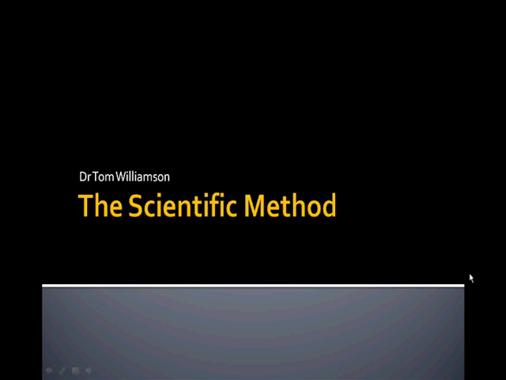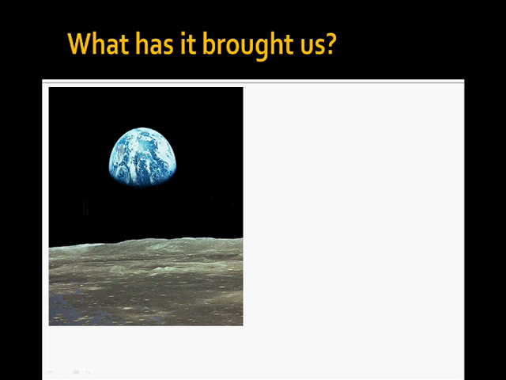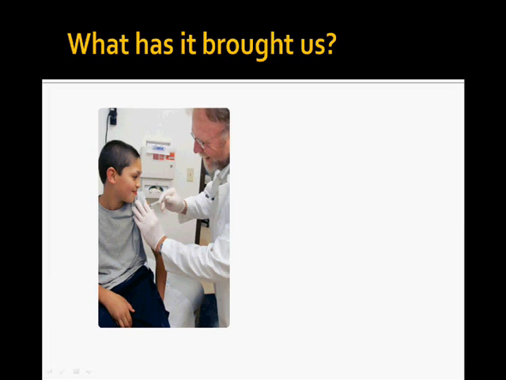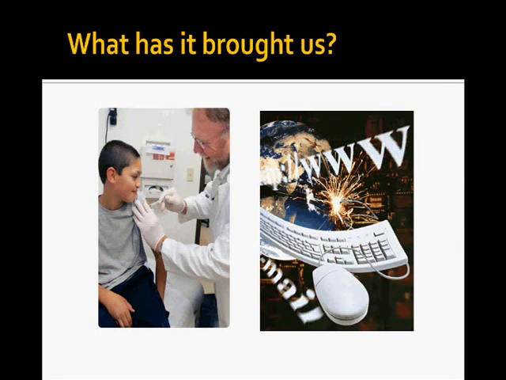My name's Tom Williamson and my talk this evening is on the scientific method. I think it's very important to teach the scientific method because of what it's brought us. I don't need to tell you what science does. We get things like space travel, discovery of things like the structure of DNA, vaccines, eliminating whole diseases, and of course the technology that allows things like the internet. All wonderful, all moving the world forward.